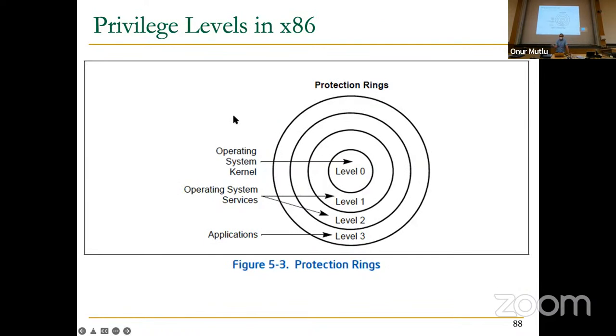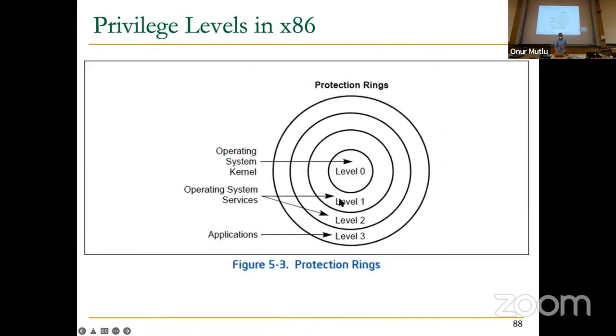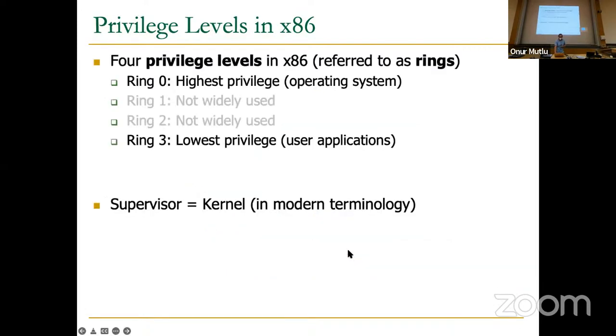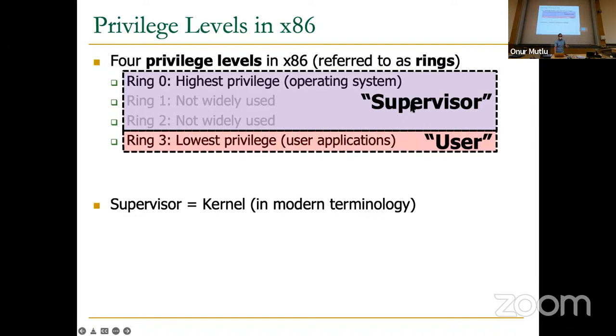Okay, so let's take a look at it from a real perspective. Unfortunately, real life is not as nice as this ugly, unreal picture, let's say. Real life looks like this. So in x86, for example, you have four privilege levels. Two of them are not commonly used. Basically, the highest privilege is the operating system. It's called the supervisor. The lowest privilege is the user. And supervisor is kernel in modern terminology.